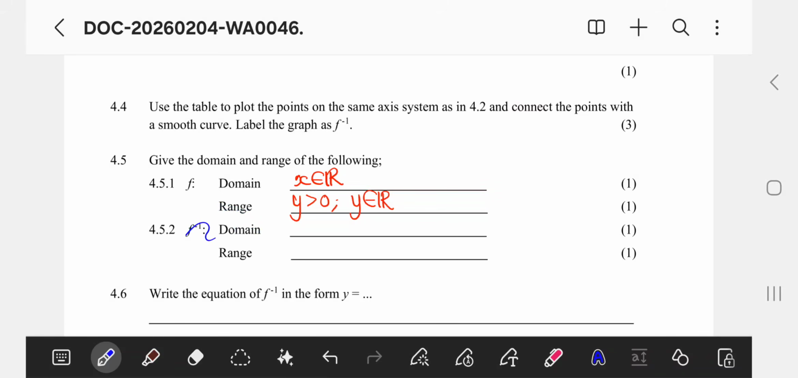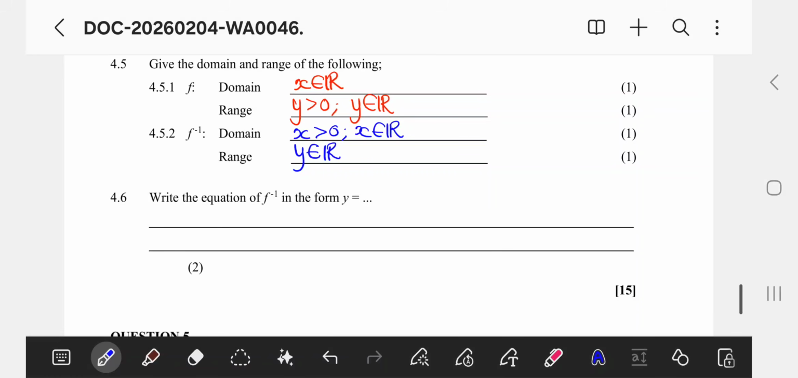To get the domain of the inverse, we are going to look at the range of f, and we're just going to change it to x. So x is greater than 0, x is an element of real numbers. To get the range of the inverse, we are going to look at the domain of f, and we are going to change it to y. So we're going to say y is an element of real numbers.